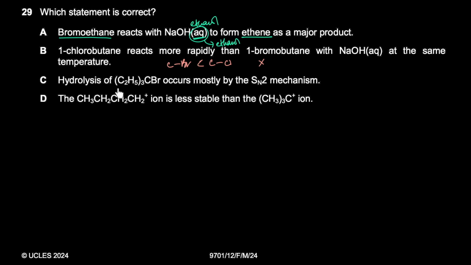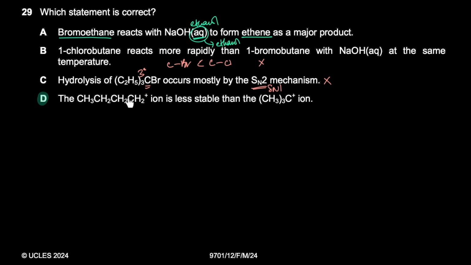Hydrolysis of this halogenoalkane occurs by the SN2 mechanism. That is incorrect because this is a tertiary halogenoalkane. Right? The carbon with the halogen is bonded to 3 carbons. And tertiary halogenoalkanes favor the SN1 mechanism. So the answer must be D.